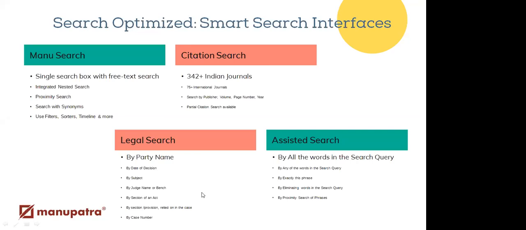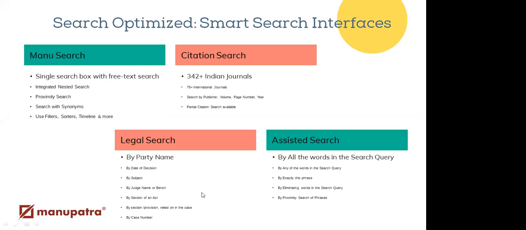By case number, you can search. So if you have any element that you want to search for without having to run full-fledged searches, you can always just run it through our legal search feature. Lastly, we have an assisted search feature.